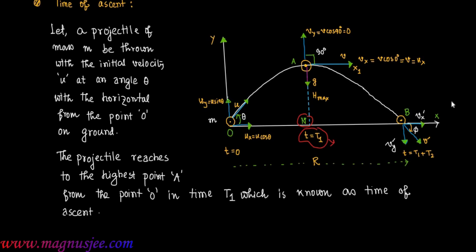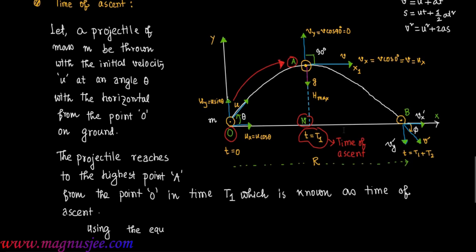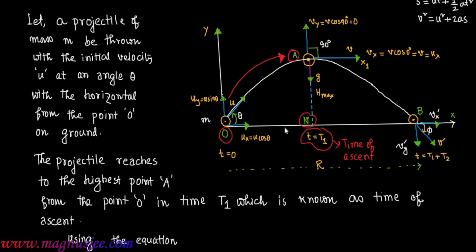Now at the point A, t is equal to capital T1, which is the time taken by the projectile to move from the point O to the highest point A. Now in the diagram we can write down three equations of motion, which are v equal to u plus at, s equal to ut plus half at square, and v square equal to u square plus 2a dot s. These are the three equations of motion, and we have to use any one of the three. Here we use the equation v equal to u plus at to find the time of ascent.